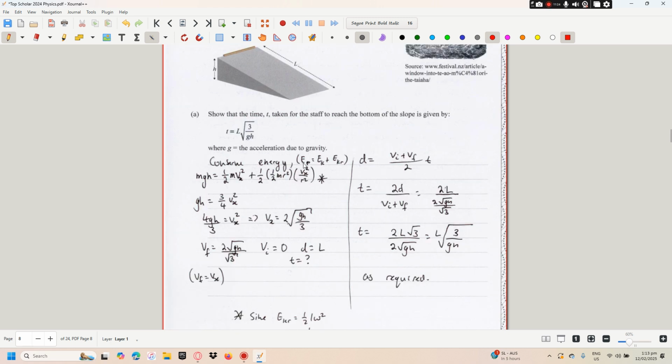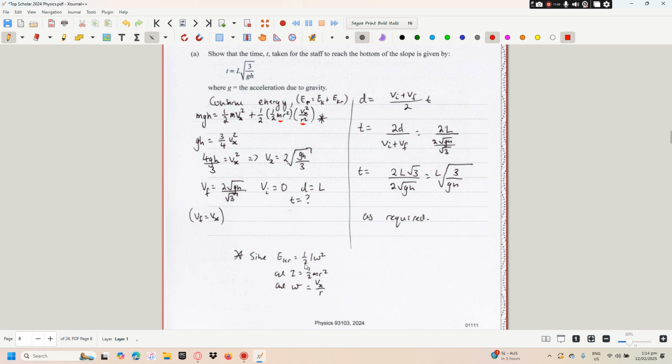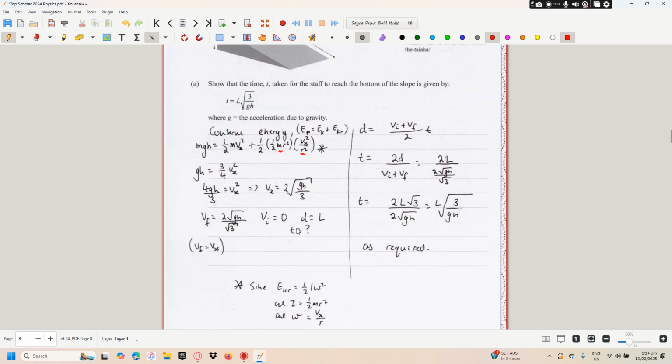It's not too bad. You conserve energy, so potential energy at the top will equal kinetic energy and rotational kinetic energy at the bottom. So your mgh equals half mv squared plus half I w squared. This is I, that's I, and that's w squared. You divide through, since I equals this, divide through by m, you get gh equals 3/4 vf squared, where vf is the final velocity at the bottom. So 4/3 gh equals vf squared, so vf equals 2 times the square root of gh on 3.